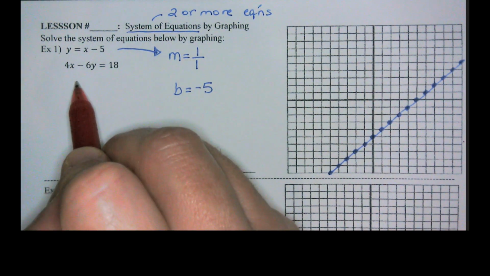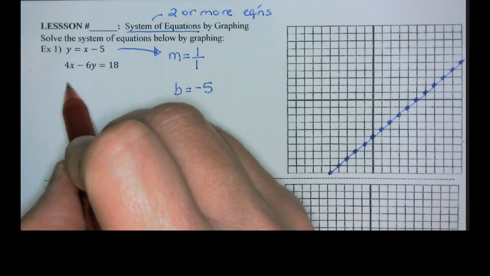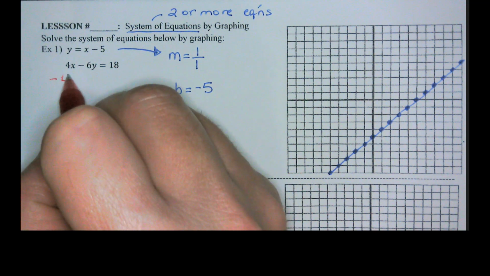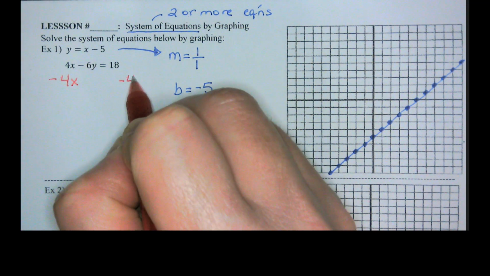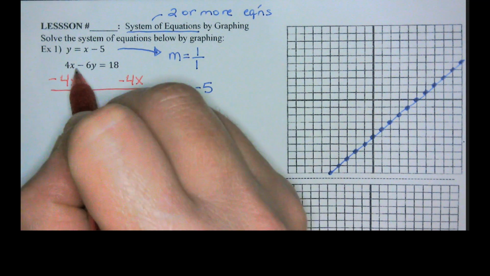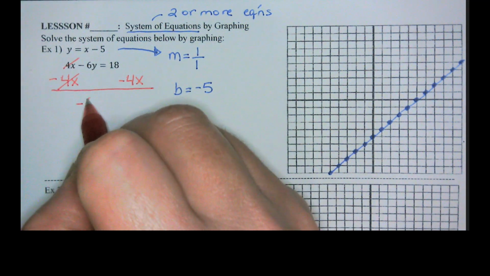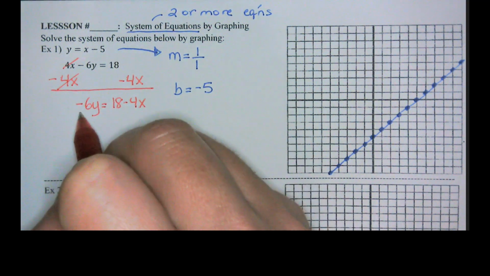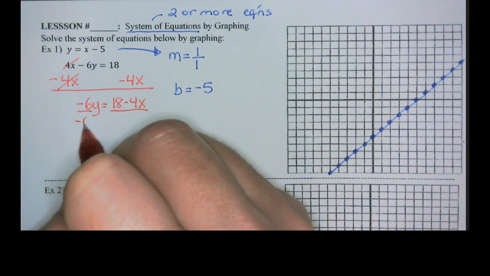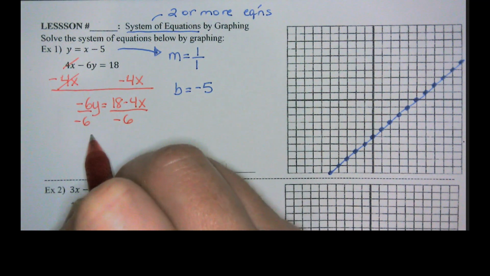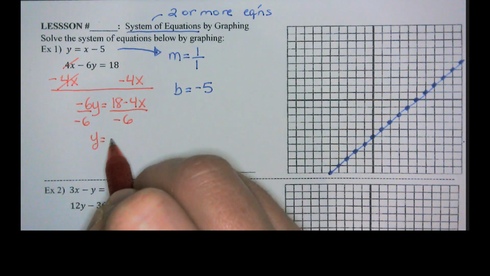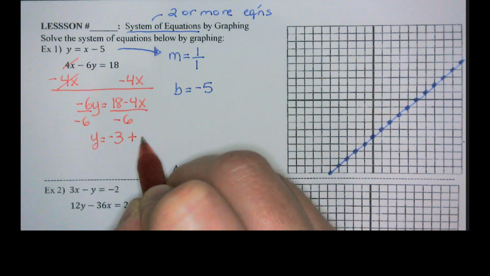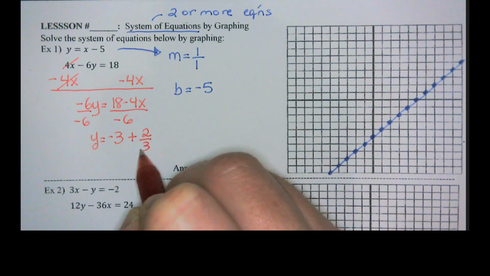Now I'm going to look at the second equation, and I'm going to do the same process. I'm going to try to identify my slope and y-intercept. But in this case, the y is not alone, so the first order of business is to get the y alone. I'm going to subtract 4x from both sides. The 4x cancel. I'm left with -6y equals 18 minus 4x. Then I'm going to divide both sides by -6. And I have y equals 18 divided by -6, which is -3, and -4 divided by -6 reduces to +2/3.